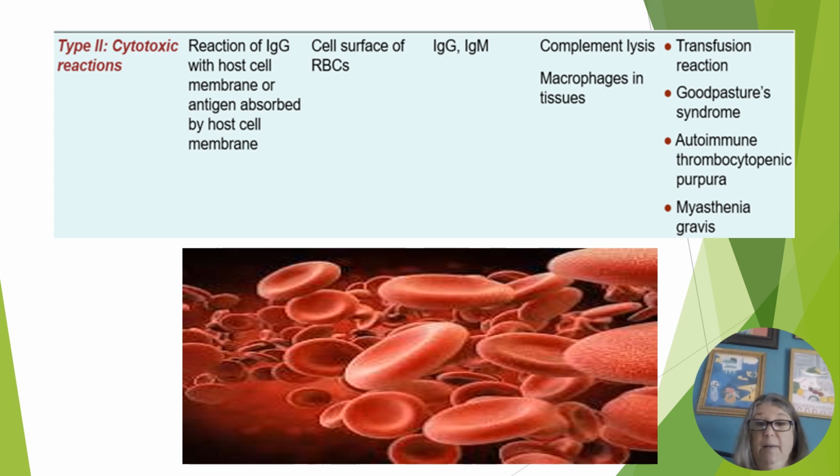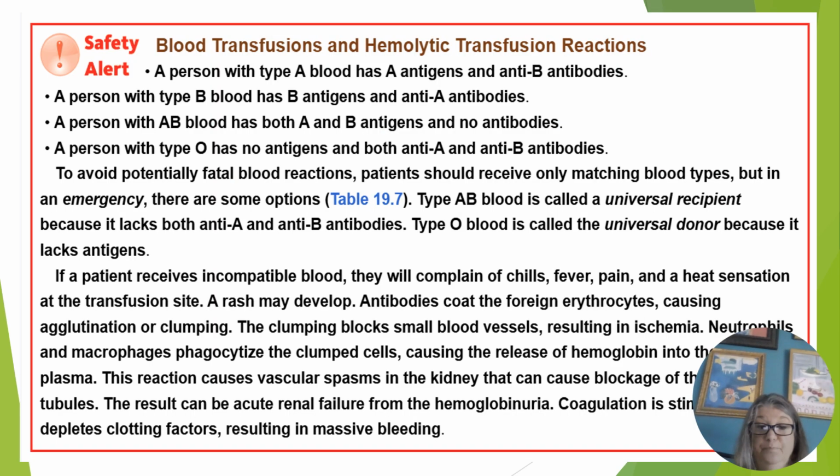Now we're moving on to type 2. So this is an antibody mediated hypersensitivity reaction. So complement and antibody receptor, and antibody mediated cellular dysfunction. Okay, so this is when we get into blood. This is a safety alert related to blood transfusions and hemolytic transfusion reactions. So you probably already know from fundamentals, like certain blood types can only receive certain blood types, right?